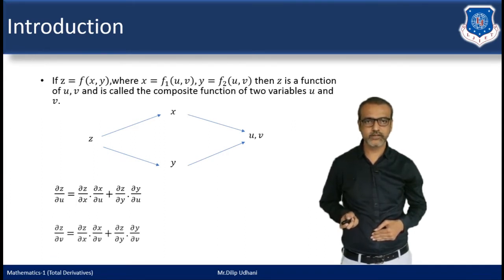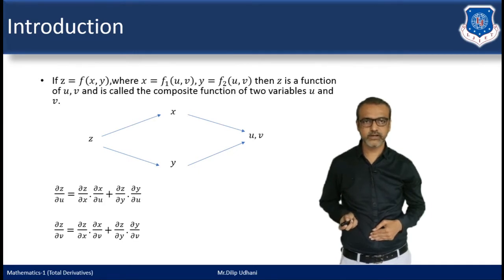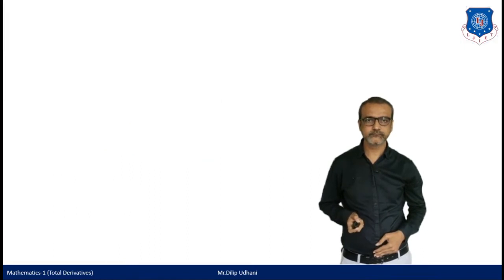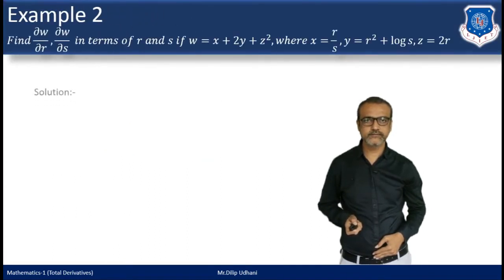Now similarly we can find out del z by del v. So that will be del z by del x into del x by del v plus del z by del y into del y by del v. Okay, now we will see example related to this topic.